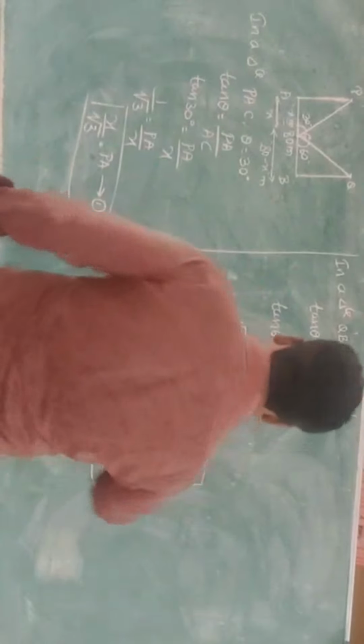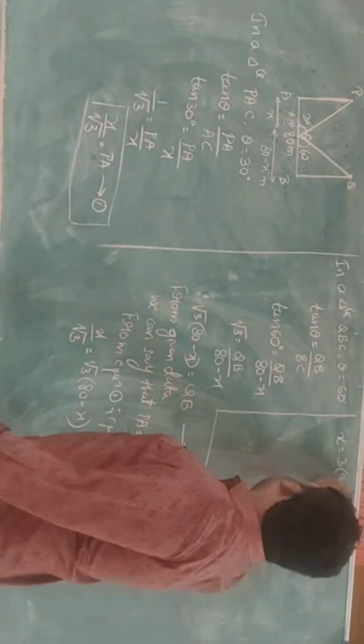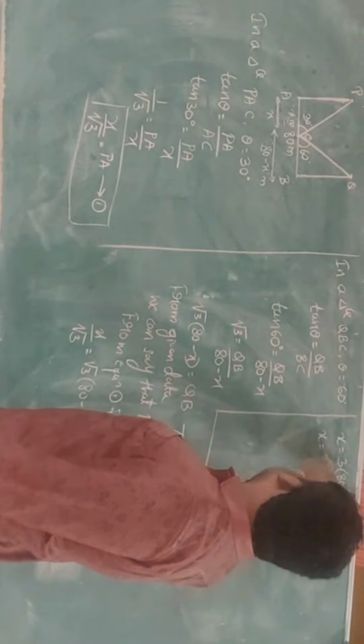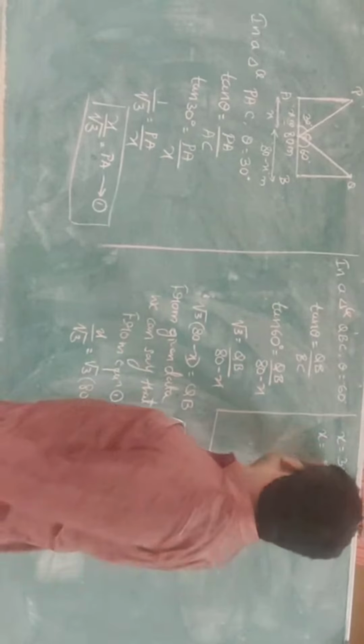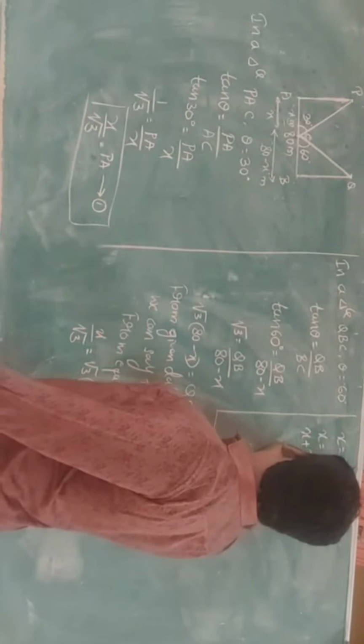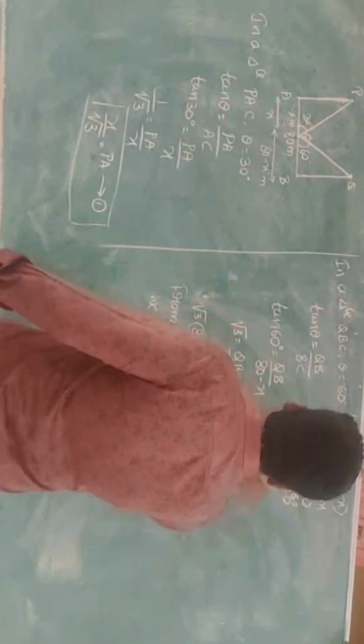So now cross multiplication, x is equal to root 3 into root 3, 3 it is, 3 into 80 minus x. So x is equal to, multiply this number with this bracket, 240 minus 3x. So 3x you can take to the left hand side. 3x plus x, 4x is equal to 240. 4 ones are 4, 6 are 24 and 0 as it is. So x is equal to 60 meter.